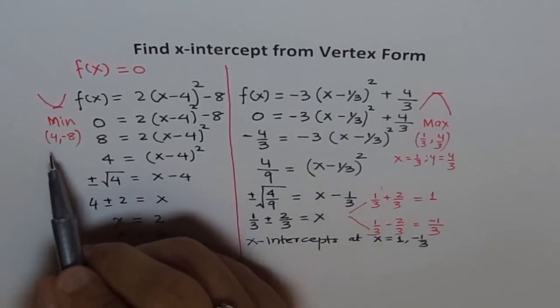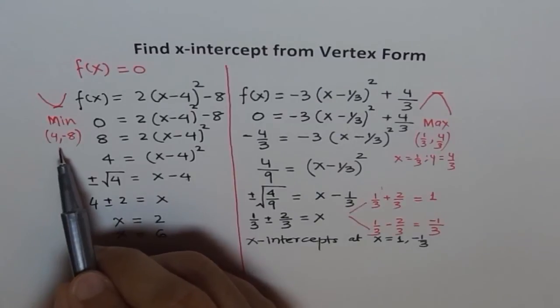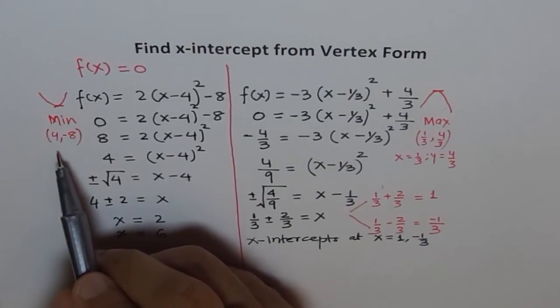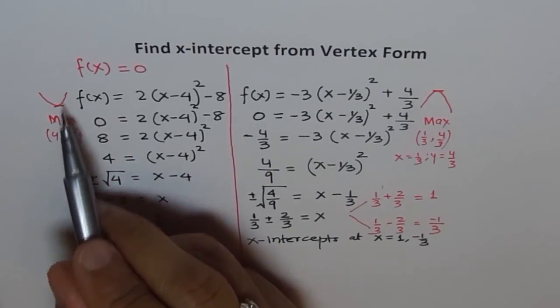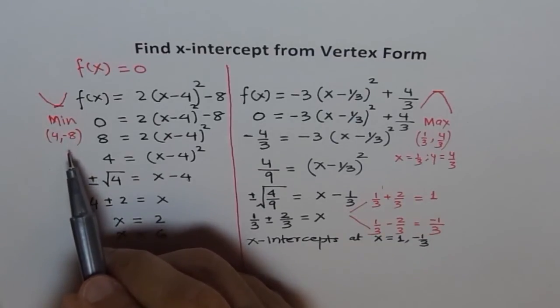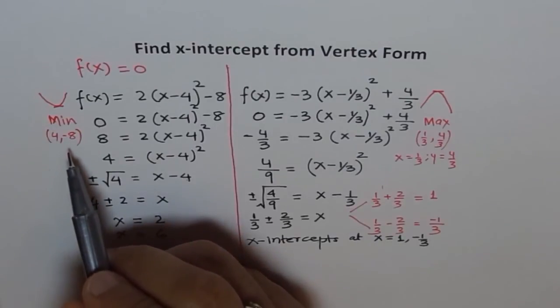How about this side? Now here, what is the axis of symmetry? Axis of symmetry is 4. And what is the range here? Range will be y greater than or equal to minus 8, because it's opening upwards. Does it make sense to you? Right? Correct. So there are so many things which we can find from here.